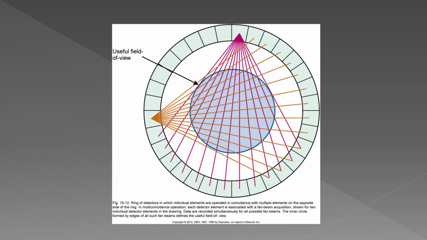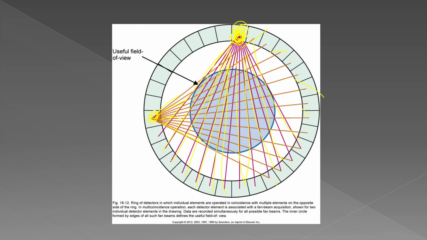We talk about the useful field of view. We have a ring of detectors in which the individual elements are operated in coincidence with multiple elements on the opposite side of the ring. So what that's saying is you have this detector up here at the top. It can gather annihilation events from any of these detectors that are considered kind of opposite of it. And then same thing over here with this one. You have all these detectors that are considered opposite of it. That's actually what makes up the useful field of view.